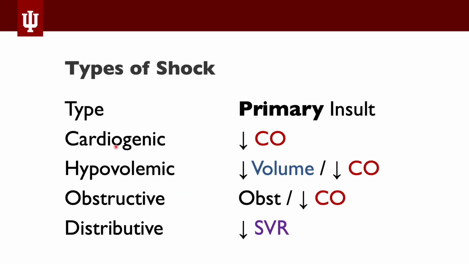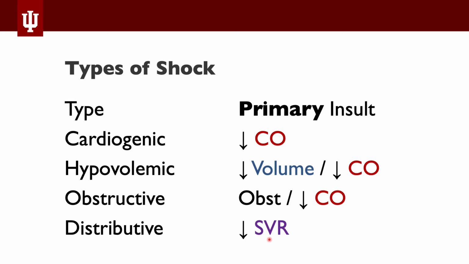So again, cardiogenic shock, you have a low cardiac output because the pump doesn't work. Hypovolemic shock, you have a low cardiac output because there's no volume, and obstructive, you have a low cardiac output because there's something that's blocking you. This can be a pulmonary embolism, this can be severe aortic stenosis, this can be cardiac tamponade. And of course, distributive shock, you have a low systemic vascular resistance.